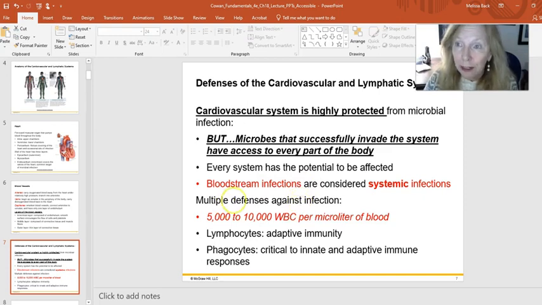So we have a lot of defenses built into our cardiovascular system. There are about 5 to 10,000 white blood cells per microliter of blood. That's a normal range. If there is an infection, we will see these numbers go up because the body will typically respond to that. And we understand that there are many different kinds of white blood cells that respond to different types of stimuli. Neutrophils respond to bacteria. Lymphocytes respond to viruses. Eosinophils respond to parasites and allergies.